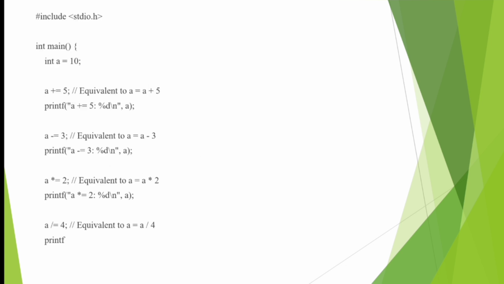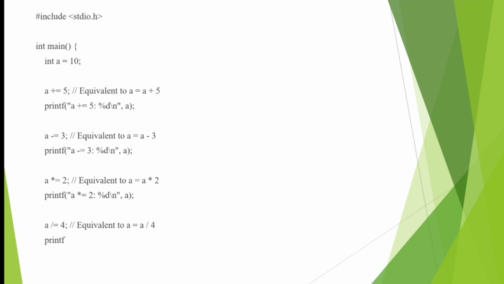So here is an example using assignment operators. Here we are declaring and assigning a value, a equal to 10. In the first line we are using a plus equal to 5. This means it will store the value to a, that is a equal to a plus 5. Then it will print the value of a plus 5. a is 10 here, so 10 plus 5, the value 15 will be printed.